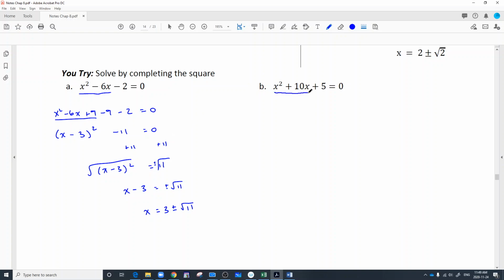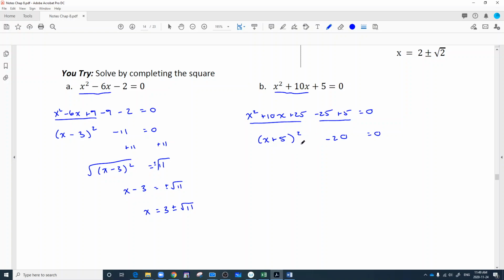So again, looking at this guy, you're going to factor the leading coefficient off the x terms. There isn't one. So then I'm going to write it out. I'm going to take half the middle term squared. So half of 10 is 5, squared is 25. I'm going to add it and subtract it. Now this part is my perfect square, factors to x plus 5 all squared, then I've got minus 20.